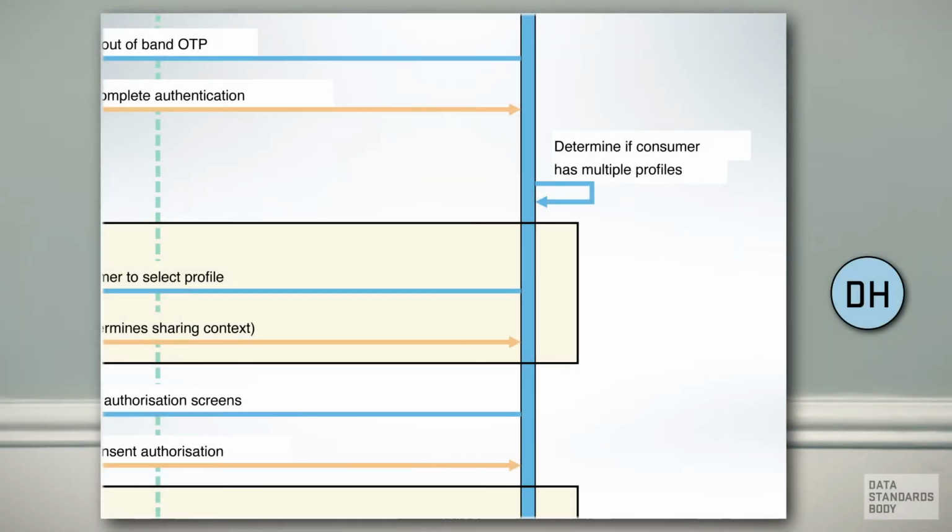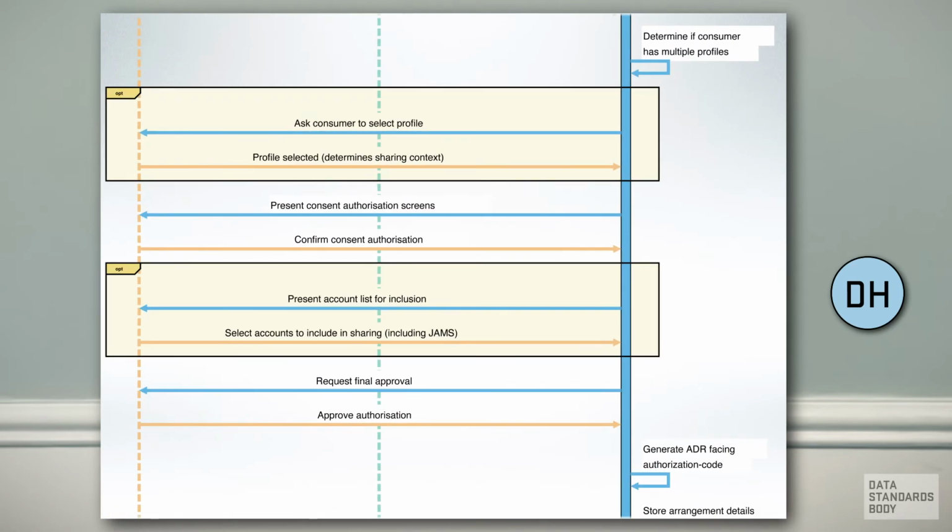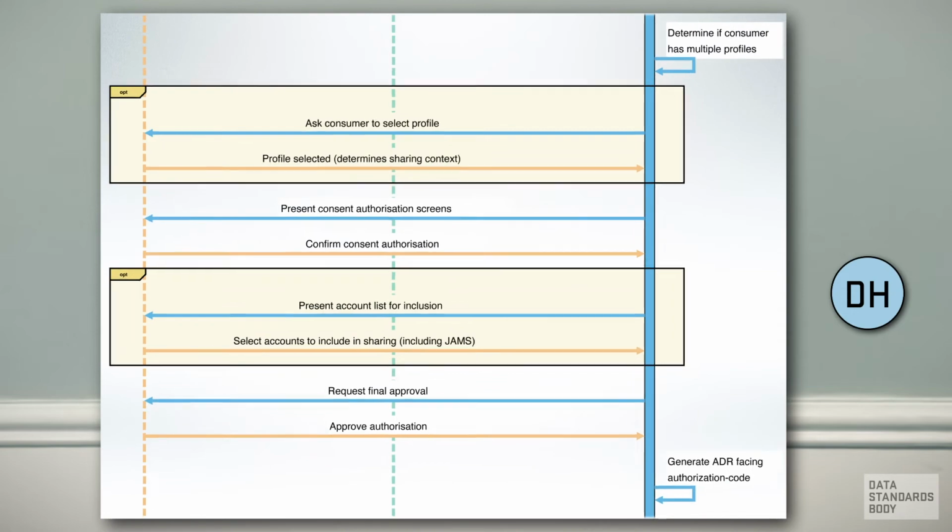Also, it's worth noting that if there is an arrangement ID, so this is amended consent, then you don't have multiple profiles, because in an amended consent scenario, it is expected that you're amending a previously established profile that was already established when that consent was initially established.